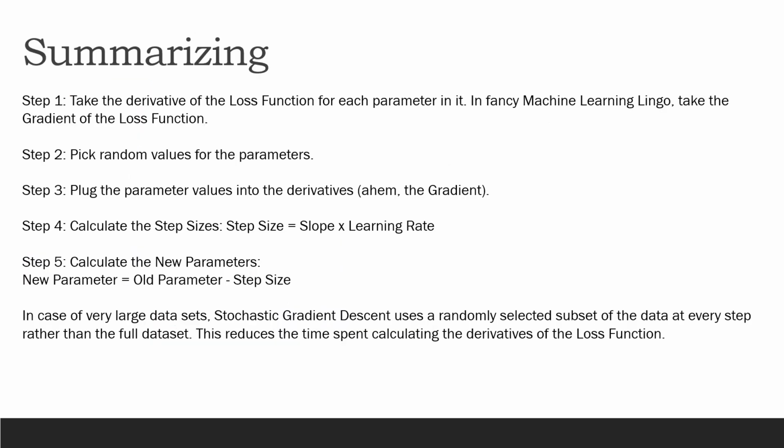So summarizing what we have learned in this presentation, we are working on a convergence algorithm where a derivative of the loss function, which was RSS in this case, was calculated. This derivative is calculated for each parameter. So if there are two parameters, say in a simple linear regression equation, the coefficient and the slope, the derivative of this loss function is taken first with respect to the slope, then with respect to the intercept. And in fancy machine learning language, we call that the gradient of the loss function.